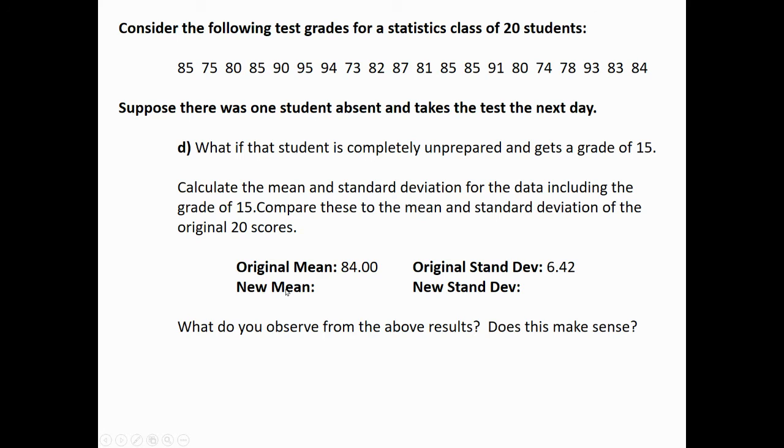Okay, you should still have that 15 in your L1 in your calculator. If you've already lost that one variable statistics set of data because you were doing the 1.5 IQR calculations, rerun your one variable statistics. Okay, what do you observe from the above results? Does this make sense? We're going to address this on the next slide.